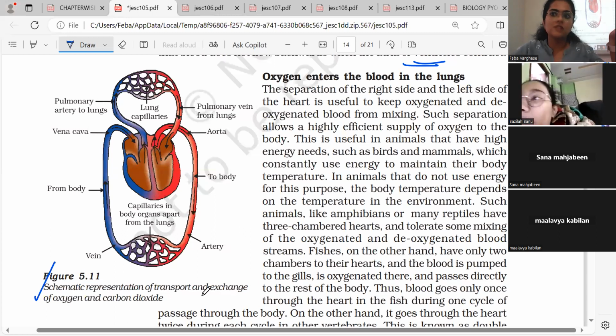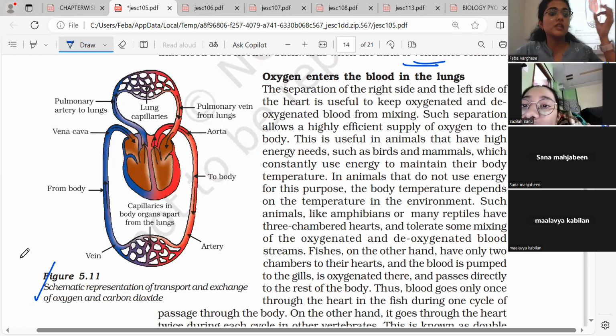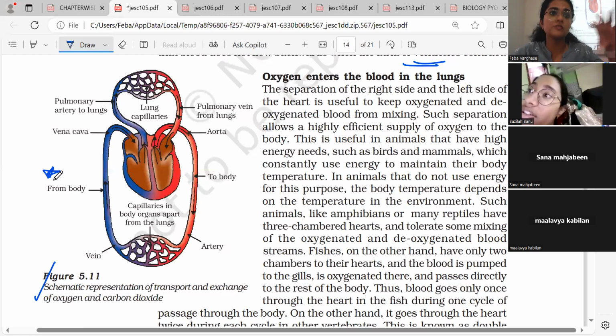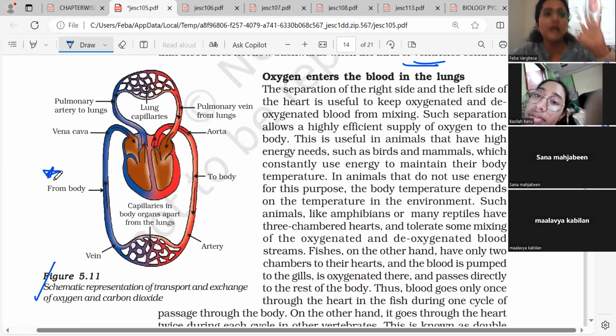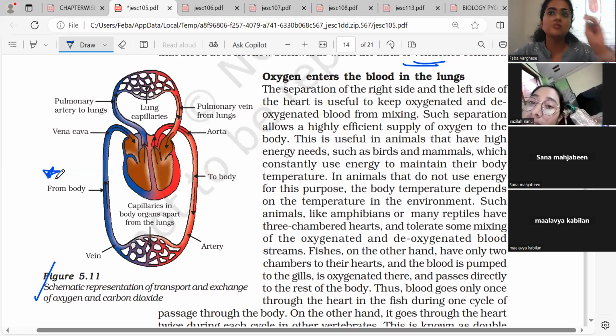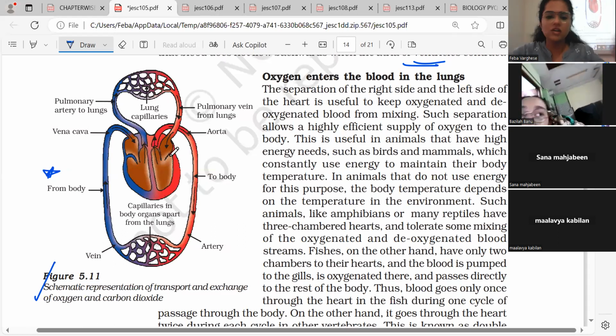Double circulation. Whenever they ask you to write about double circulation, and if it's a 3-mark question, include the diagram. Really important. They might not ask you to draw it, but if you include it, it will be an added advantage. Wherever diagrams are essential, you should add them. Your diagram should be drawn with a pencil, and the labeling should also be done with a pencil. Remember that.